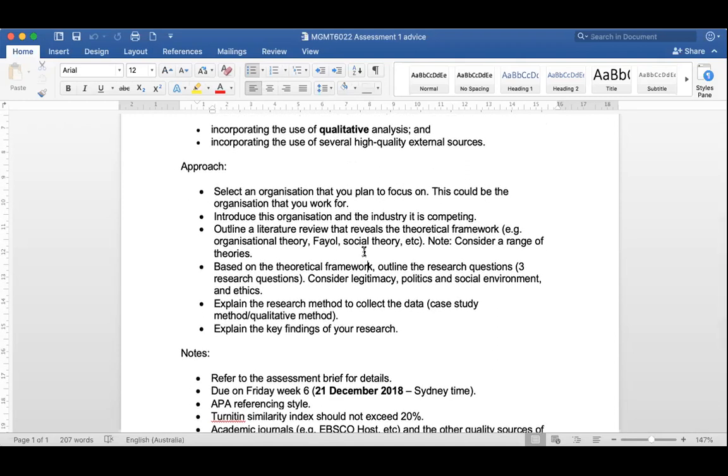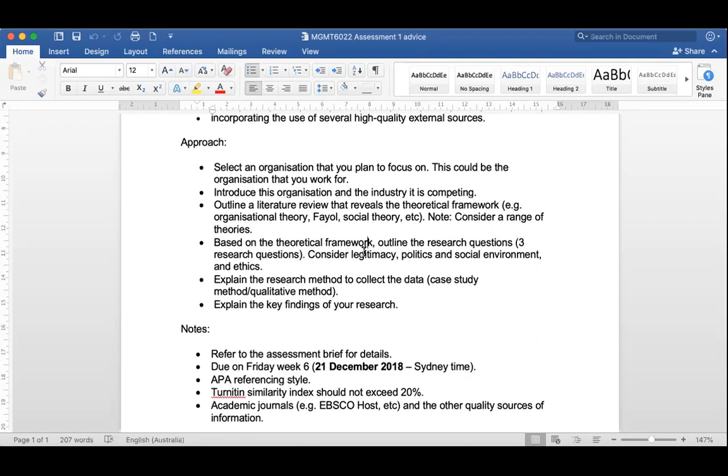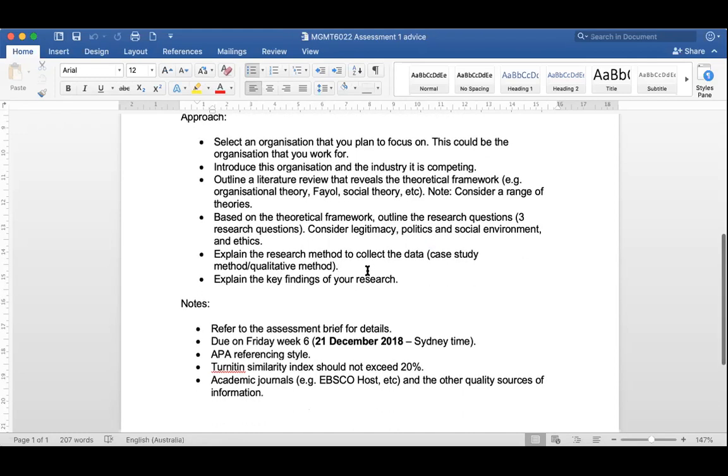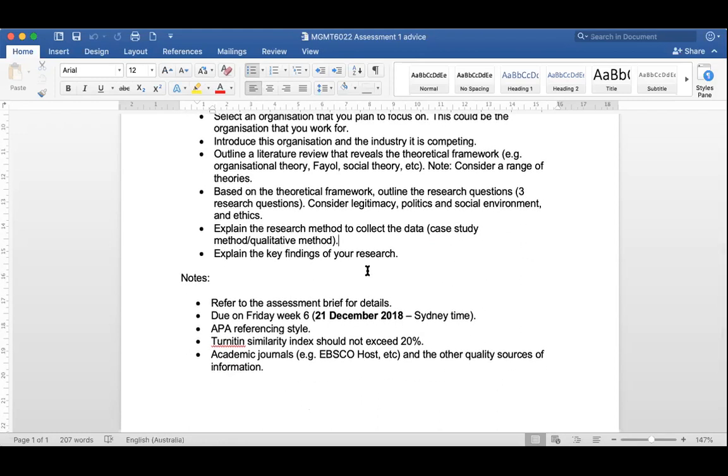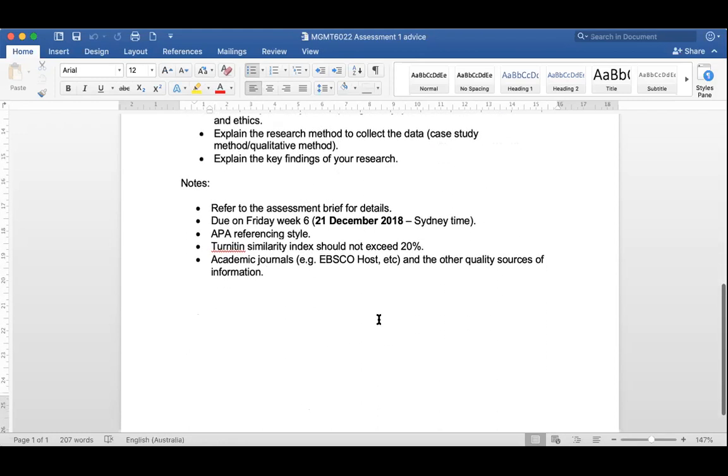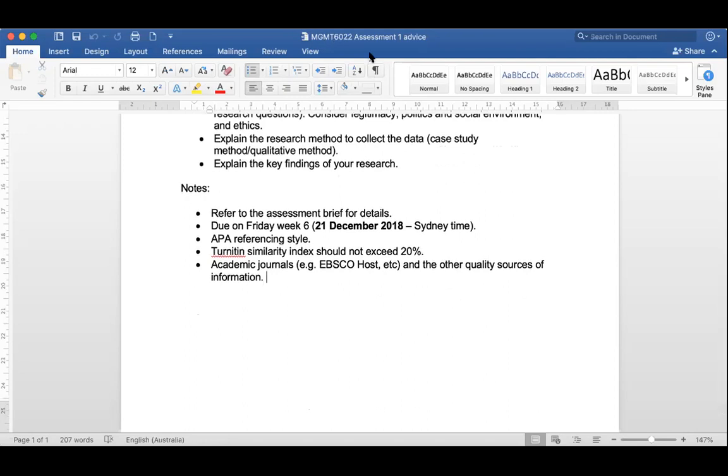And after that, you explain the research method and collect data. Okay, remember the assessment has pretty much given us the answer for that task. So you explain the case study method, which is basically part of the qualitative method. You can refer to the Robert Yin case study method. Okay, and after that, you perform your research, collect the data, and explain the key findings of your research. Okay. And yes, that's basically it for tonight, and I'll see you in the next session.